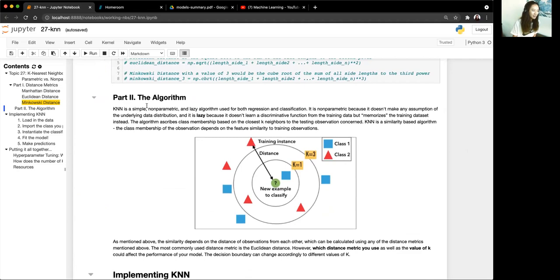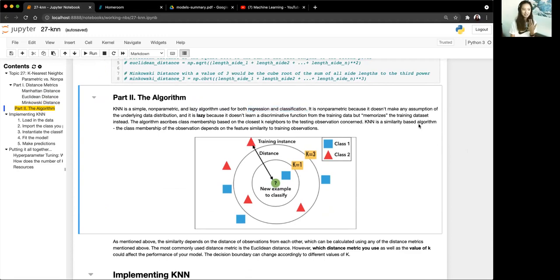So KNN is a simple, non-parametric, and lazy algorithm that can be used, as I mentioned, for both regression and classification. Non-parametric because it doesn't make any assumptions about the underlying data distribution, and lazy because it doesn't learn a discriminative function, but actually memorizes the training data set. What's really interesting is that this is still considered a machine learning algorithm, but it is kind of not using machine learning at all.